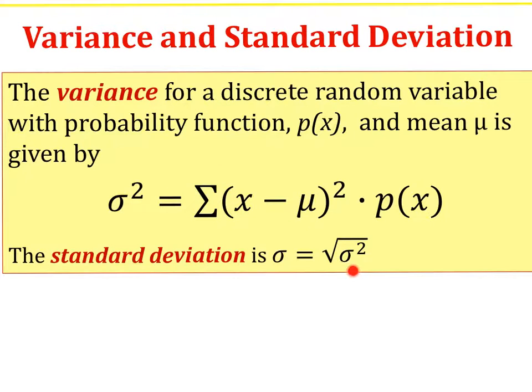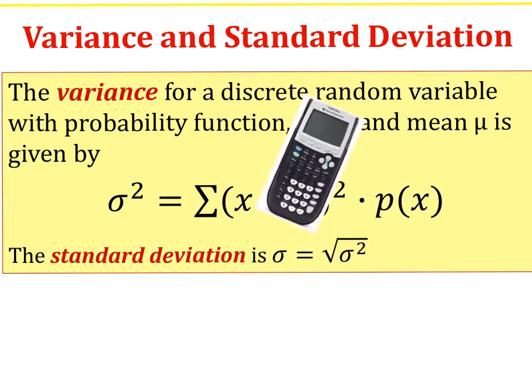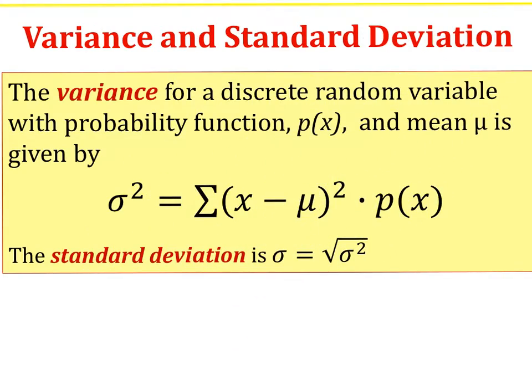To find the standard deviation, we need to take the square root of the variance. It's quite different than the standard deviation we've calculated in the past by plugging it into our TI-84 calculators. You're going to need to use this formula to find the standard deviation for probability functions.